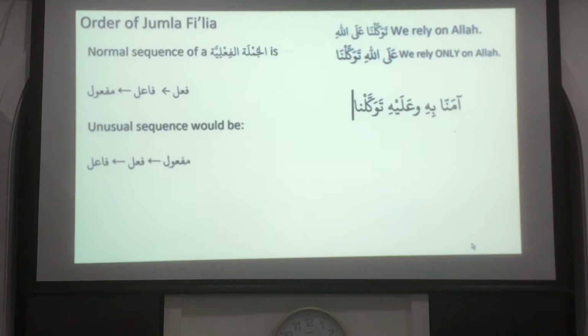We believe in Allah as our God, but we have to believe other things too. We have to believe the Sunnah of Rasulullah. We have to believe in all the prophets. That's why Allah didn't say we only believe in Him. Allah said we believe in Him, but we rely only on Allah subhanahu wa ta'ala. See, it's super, right? You'll never understand if you don't learn this muqaddam and muakhar.